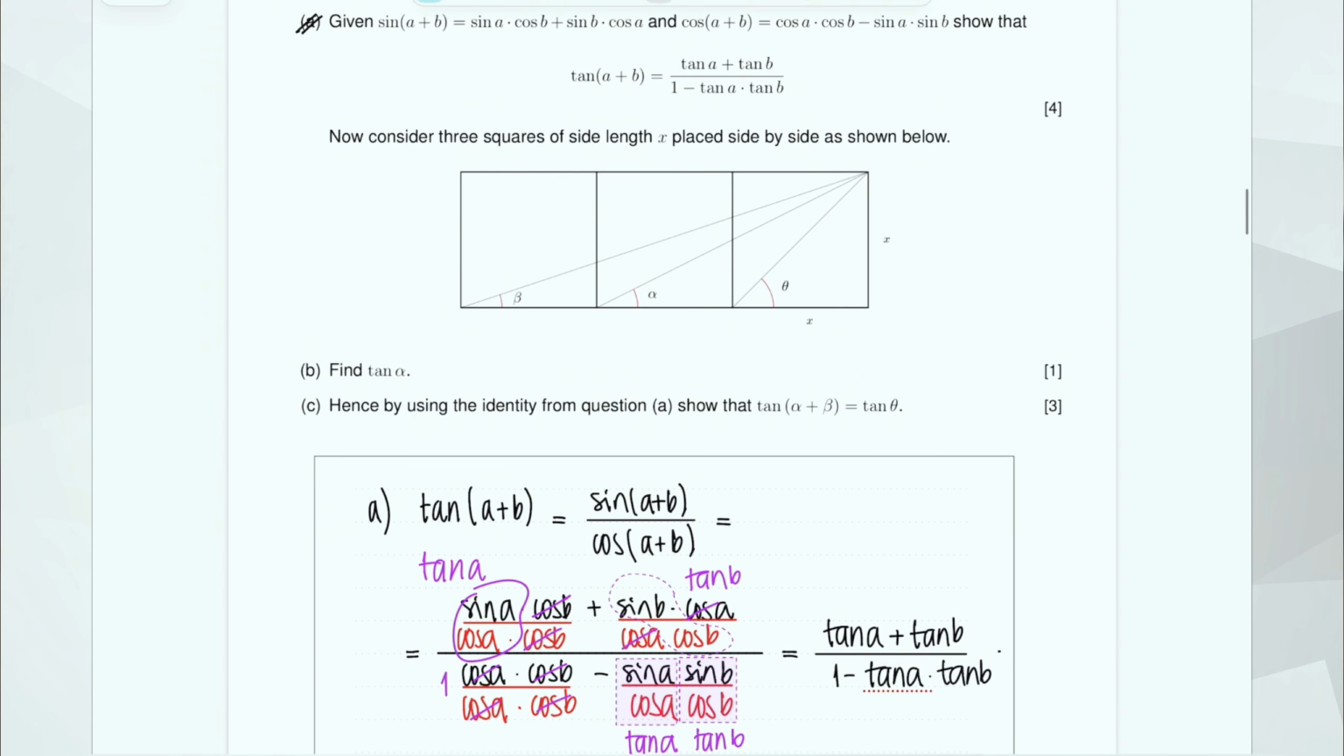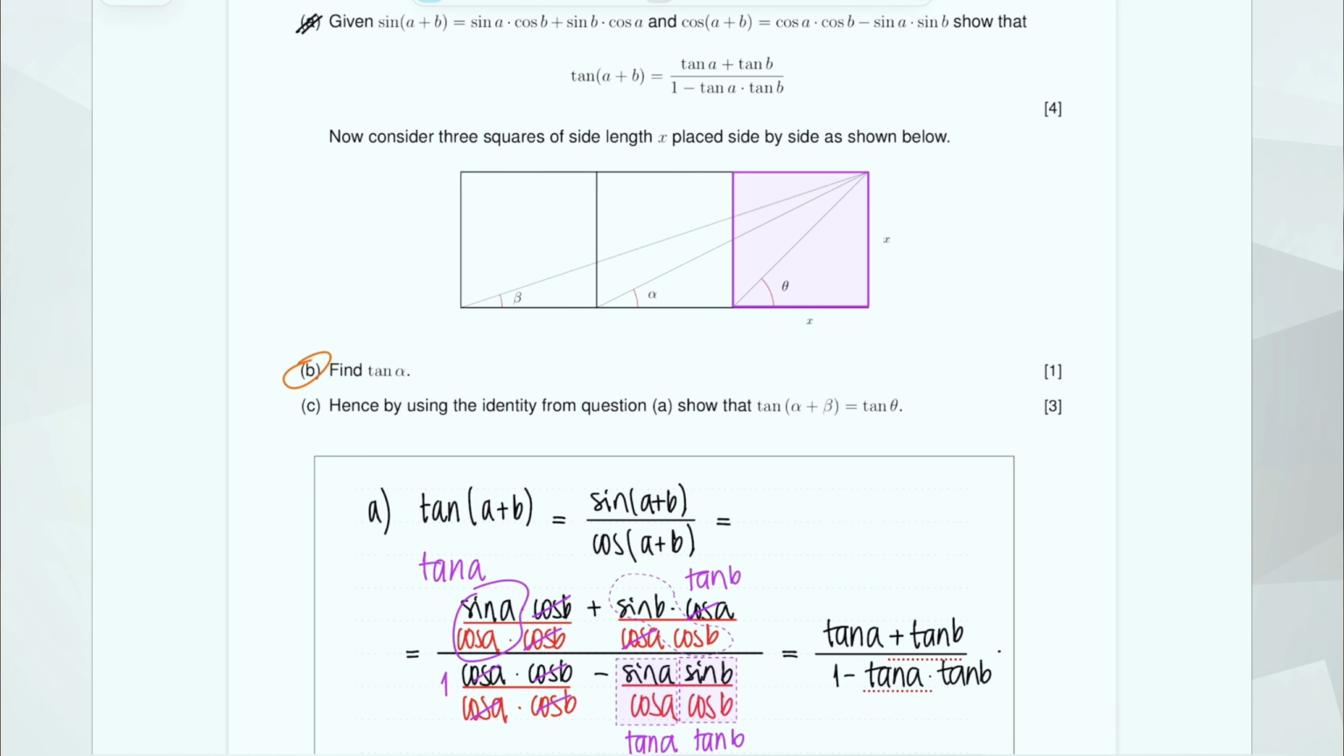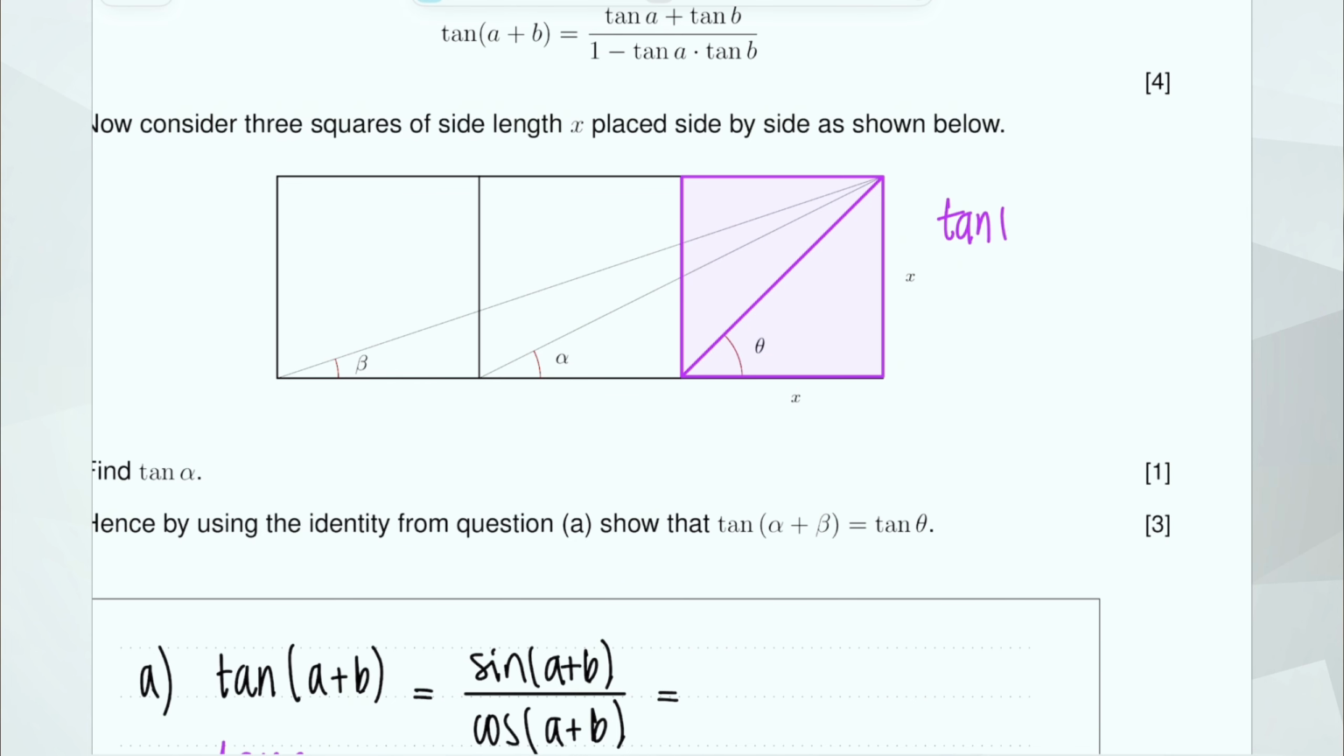Let's jump to question B now. Find the tangent of alpha. Let me start by finding the tangent of theta, which we're going to use for question C. Now, if you check this square right here and this diagonal, you can see that tangent of theta is opposite over adjacent, meaning this side over this one, which is the same. Now tangent of theta is equal to 1. We know that this angle is 45 degrees or pi over 4, but we don't actually have to write that.